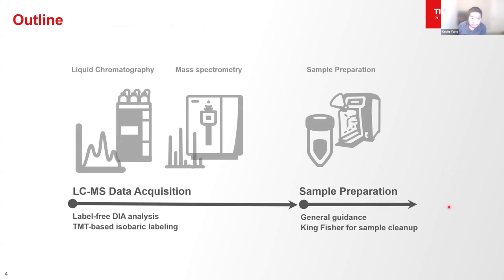For today's talk, I will start with the LC-MS data acquisition. I want to talk to you about the label-free DIA analysis that you can do on an Orbitrap instrument. Following that, we will talk about the classic tandem mass tag, or TMT-based isobaric labeling, to achieve precise quantitation and to improve the throughput. After that, let's spend some time on sample preparation. I want to introduce to you a potential solution to scale up your research to have a higher throughput in sample prep.